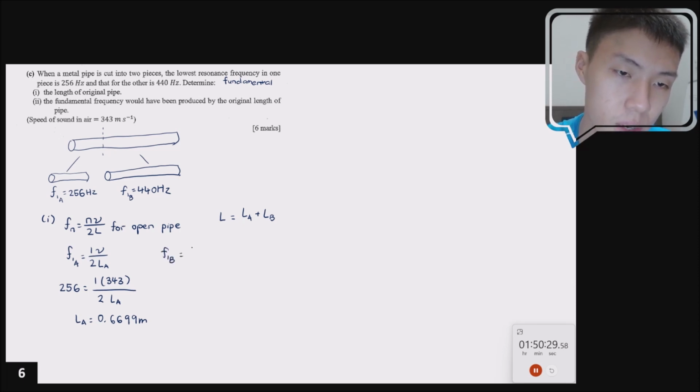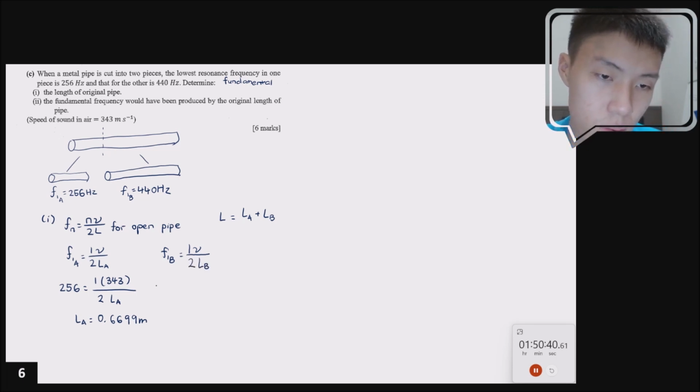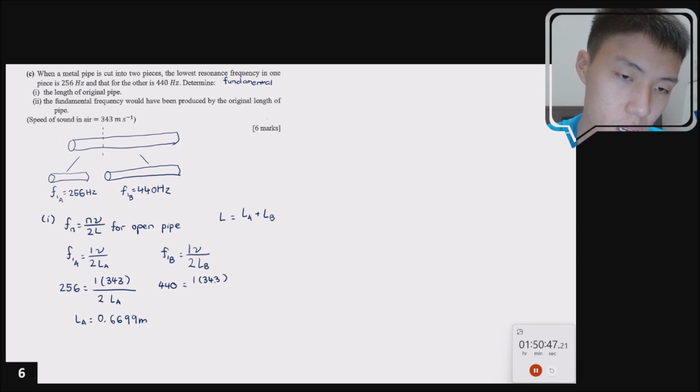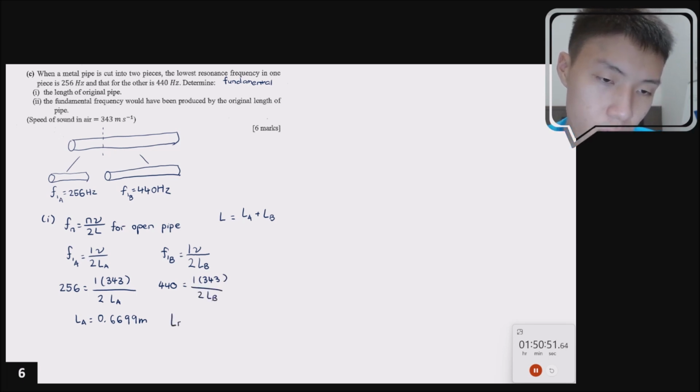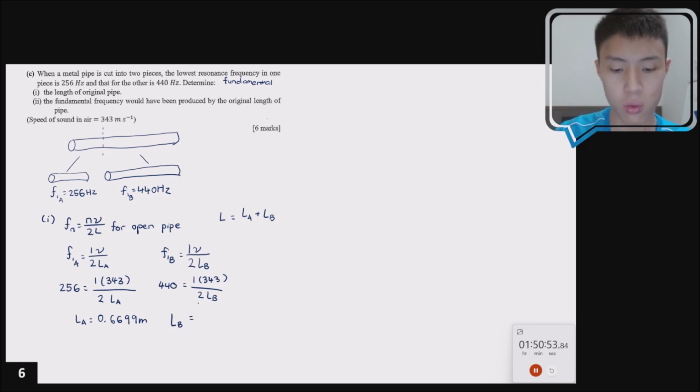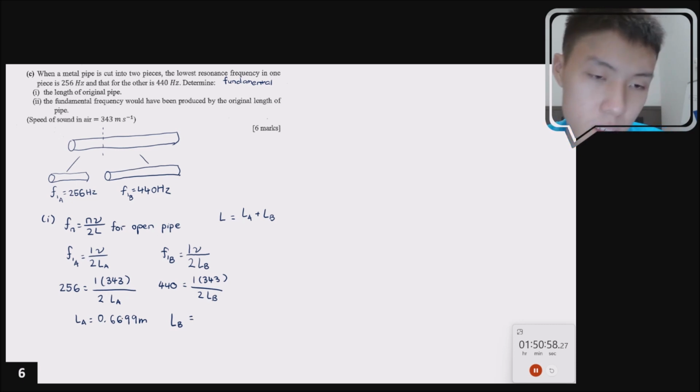Okay, let's move on to pipe B. F1B will be equal to, again, this is the fundamental, so 1 times v, they share the same medium so we don't need to separate vA and vB, over 2 times the length of B. So this will be 440 equals 1 times 343 over 2 times the length of B. From here you can find the length of pipe B equals 0.7795.